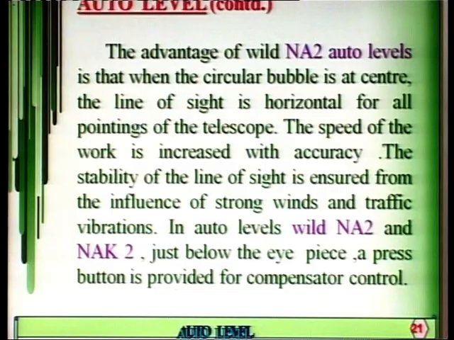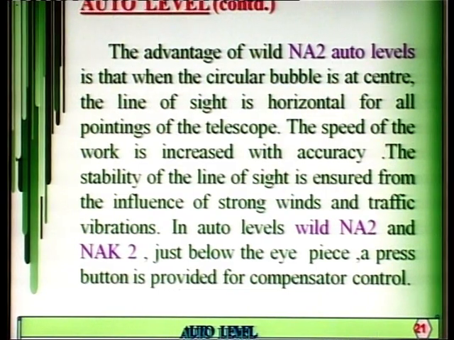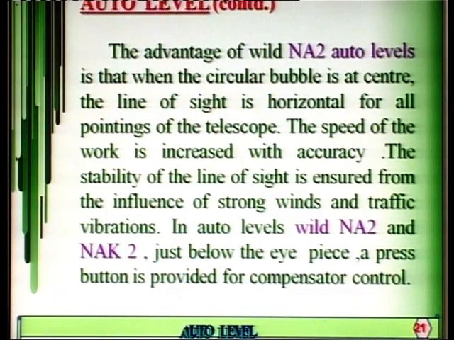The speed of the work is increased with accuracy. When we have accuracy, the speed of the work is increased automatically. The stability of the line of sight is ensured against the influence of strong winds and traffic vibration.